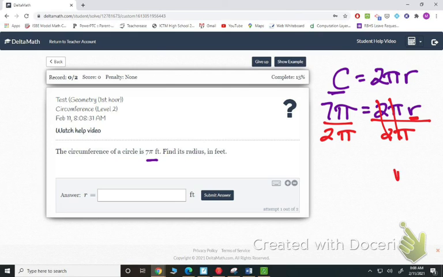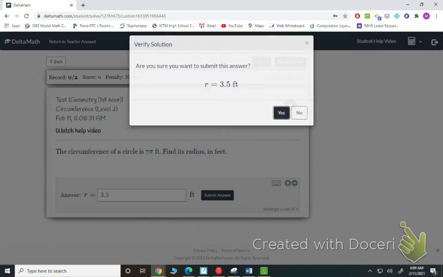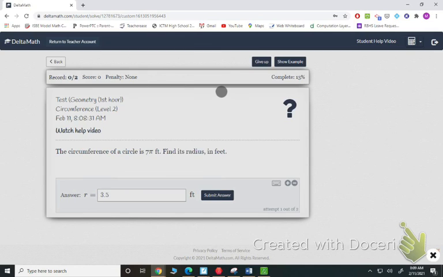So on the right side, I just have the radius. On the left side, the pi's cancel, and I have 7 divided by 2. And if you think about it, what's 7 divided by 2? If you need a calculator, you can. Otherwise, some mental math tells me it's 3.5. So in my box here, we said the answer was 3.5, so I'm going to type in 3.5, submit answer, yes, got myself a green check mark.